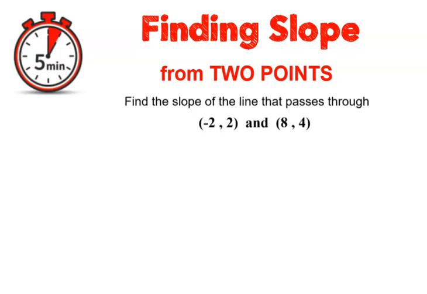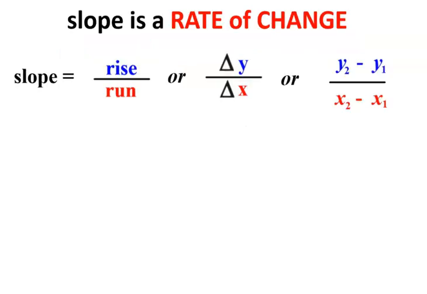Finding slope given 2 points. A slope describes the tilt of a line, also known as its rate of change. Sometimes it's referred to as the rise over run, if you're looking at a graph. Sometimes it's referred to by its Greek letter, delta y over delta x. And sometimes we use this slope formula here on the far right.